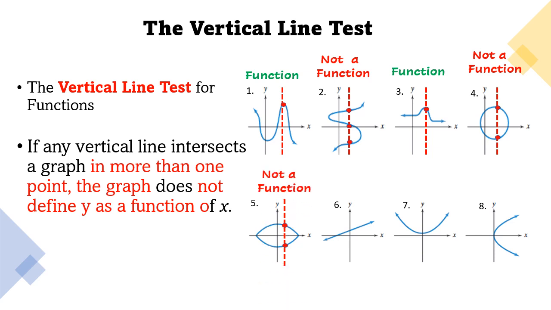So if the vertical line intersects my graph at more than one point, it means the graph given is not a function.